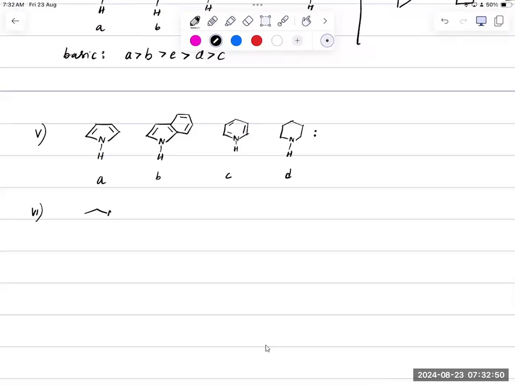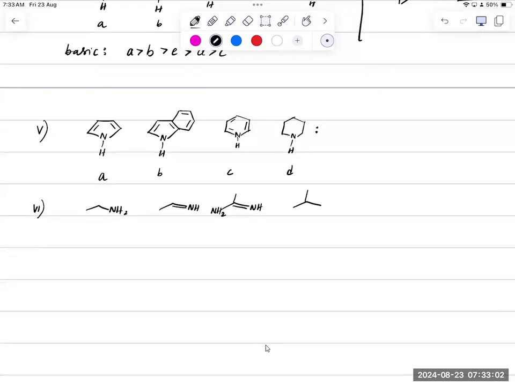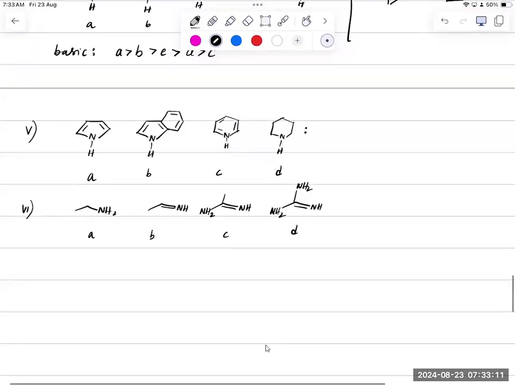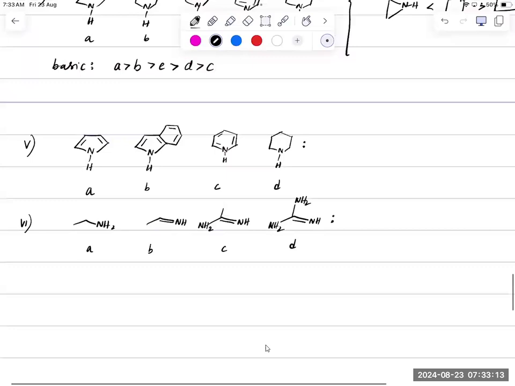Similarly, if I take NH2 and I have double bond NH, and I have double bond NH with NH2, and I have double bond NH with NH2 and NH2. A, B, C, D. Check out in the fifth case what we should get here.